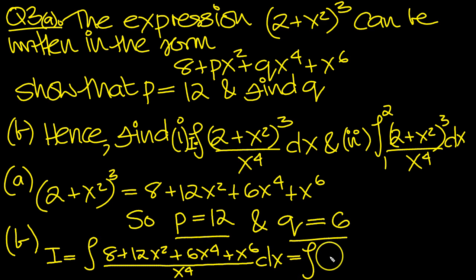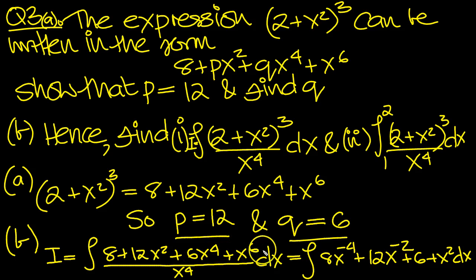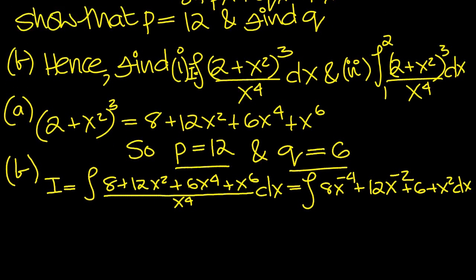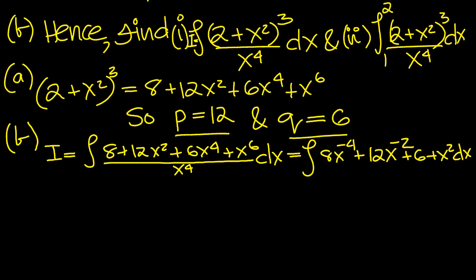So the first term will be 8x to the minus 4 plus 12, and 2 of those will cancel to leave 12, and bring the x squared that's left up to the top, plus 6. And then the last term is plus an x squared, isn't it? dx. So the 6, because the x to the 4 is cancelled when we split the fraction up, and the last term, there's just an x squared left on top. So this is the integral then. So let's do that.